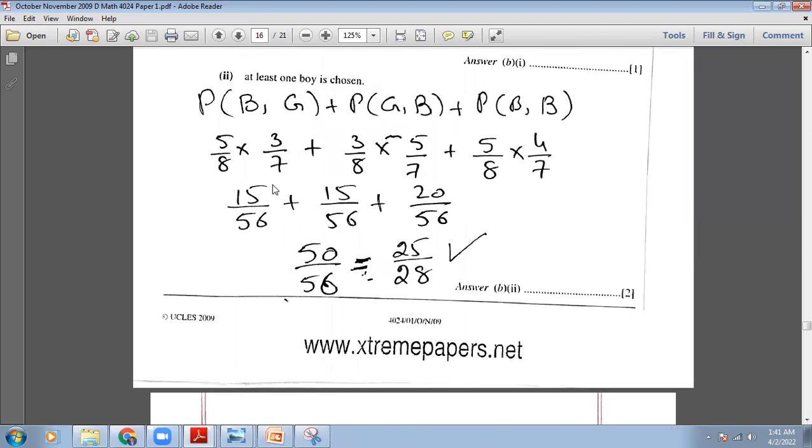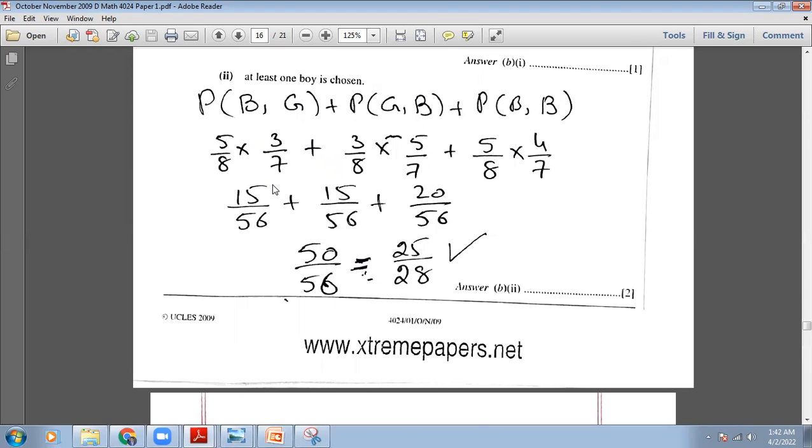Then he says at least 1 boy is chosen. So this word is very important. At least one boy is chosen means boy comma girl, or girl comma boy, and boy comma boy. At least one boy means one boy or two boys. At least means the least boy number should be one. So it means more than one boy can also work.